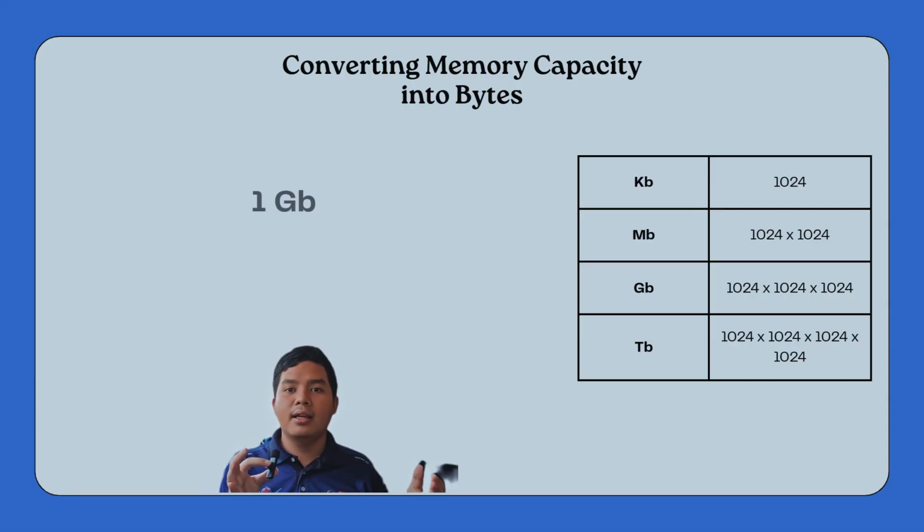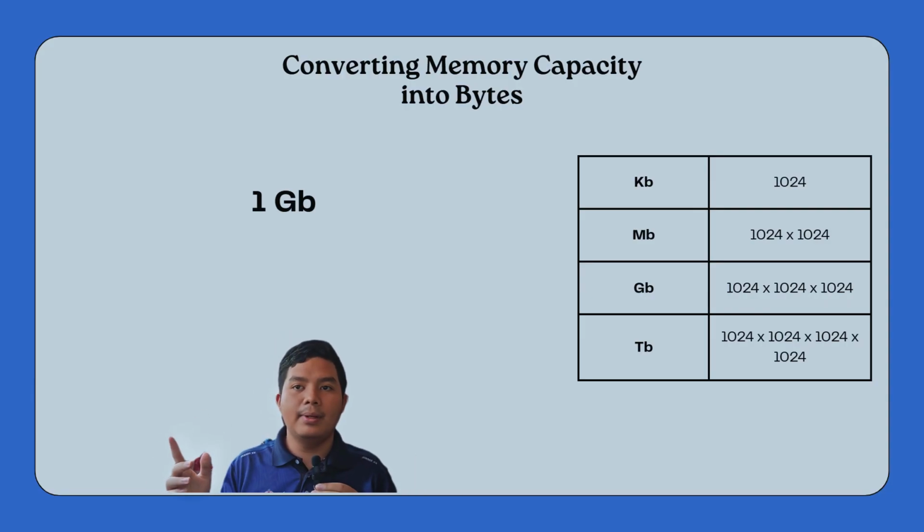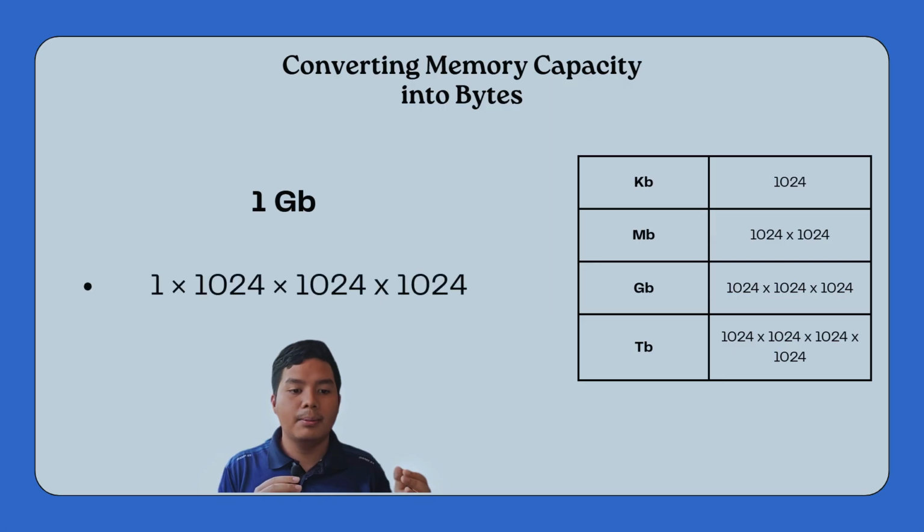Next, for the 1 gig, we will look back at this table and we will know that we need to multiply 3 times with the number 1024. So, our calculation will be 1 multiplied by 1024 3 times and we will get this answer.